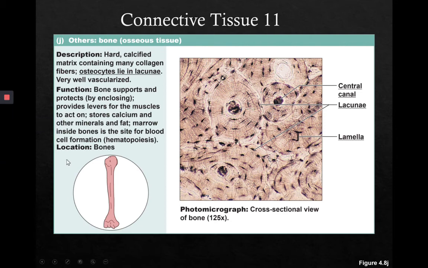So again, main function being support and protect by enclosing. I always think about the rib cage. Also a really good lever for skeletal muscle to act on as far as moving the body.